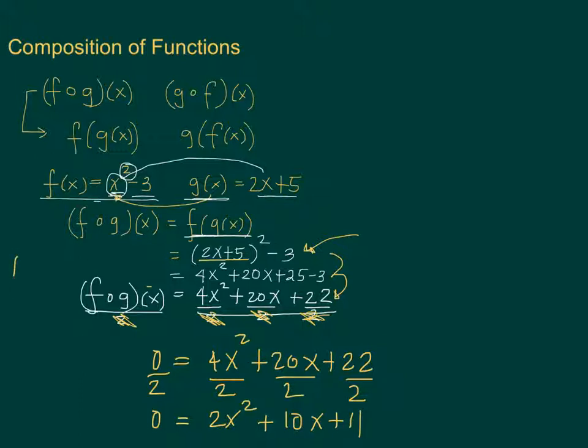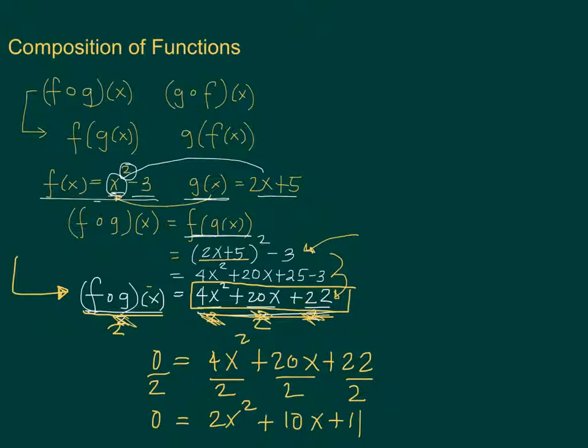However, when it comes to functions, when you divide the right side by 2, that will make you divide the left side by 2, then you're totally changing the function. It's no longer just f circle g of x, but it is already f circle g of x over 2, which is different, of course, from the f of g of x. So again, the value of f of g of x is 4x squared plus 20x plus 22.